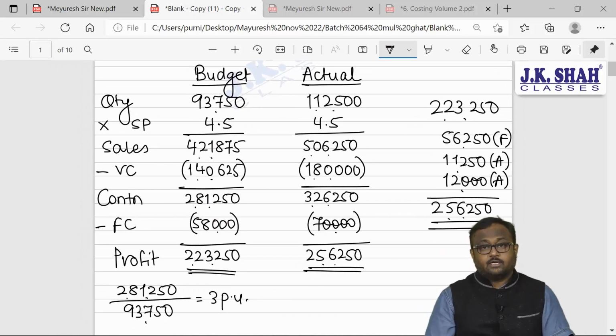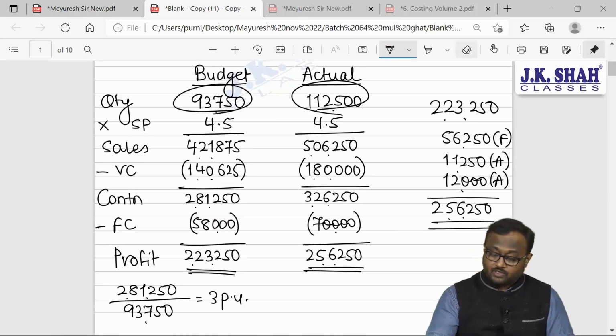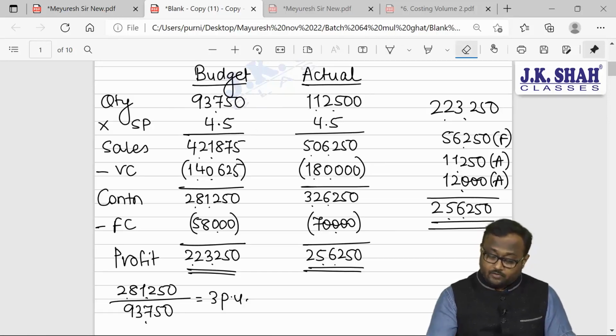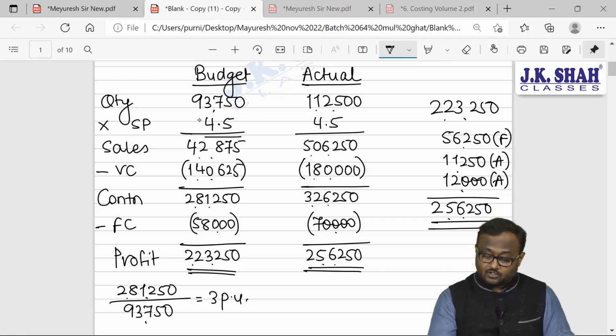This is my budgeted data, actual data. I can see the variation in volume, which will affect my profit. Since my quantity has gone up, my profit will also go up. There is no change in the selling price, and since there is no change in the selling price, there is no margin price variance.